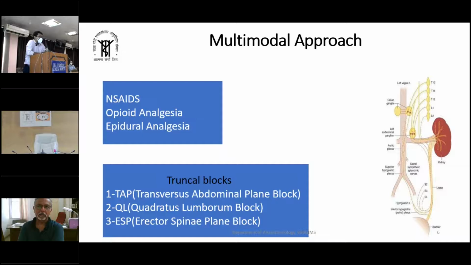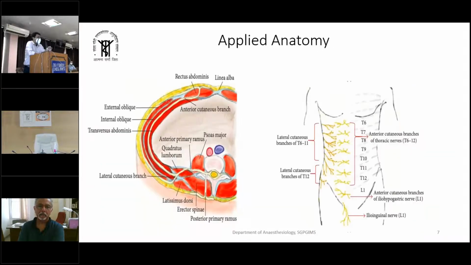Then we come to truncal blocks, our topic of interest today. There are 3 truncal blocks which have evolved over the years, which can be used in donor nephrectomy. One is the transversus abdominis plane block, that is the TAP block. Another is the quadratus lumborum block, also known as the QL block. And the third one is the erector spinae block, also known as the ESP block. Before I delve further into these blocks, let us take a quick look at the applied anatomy.